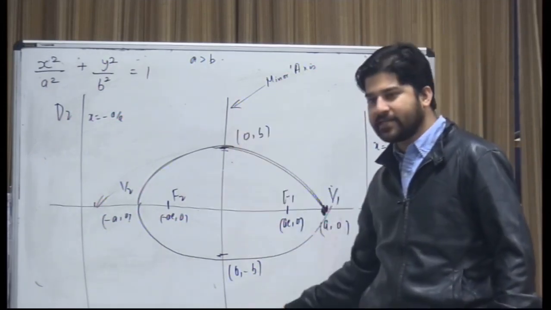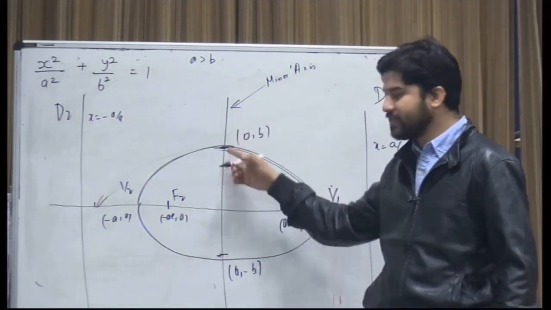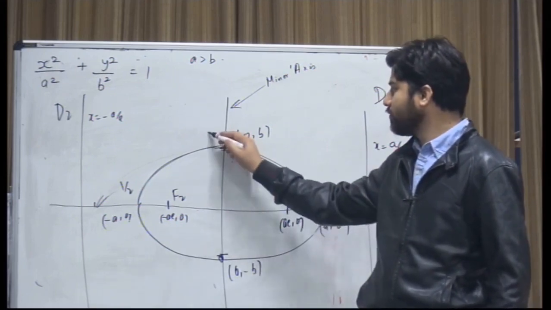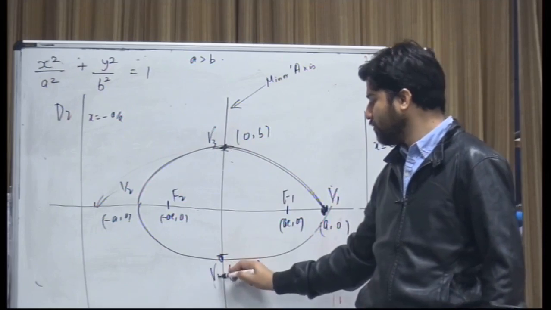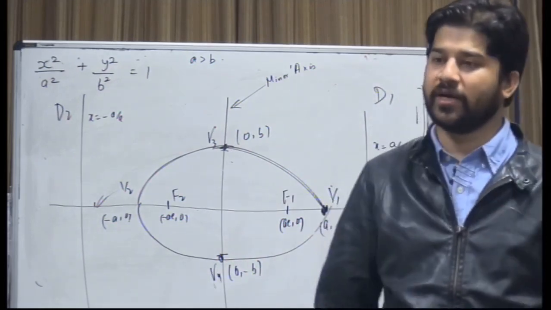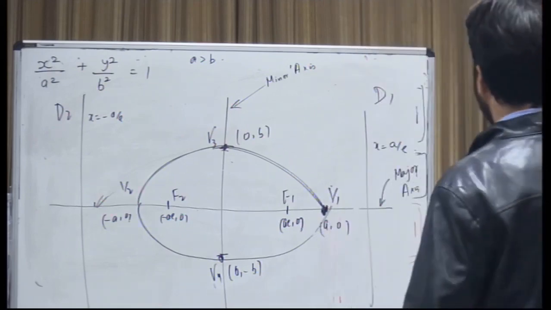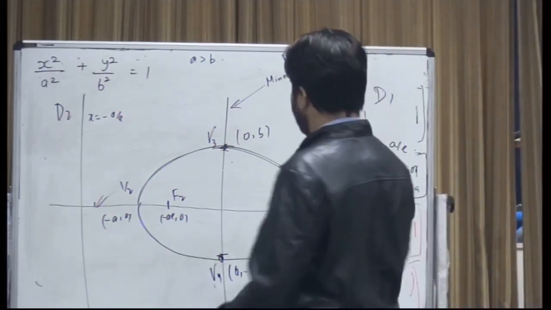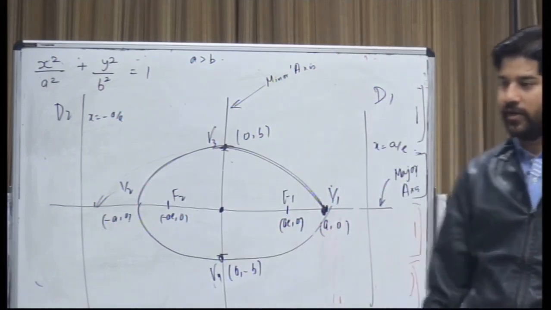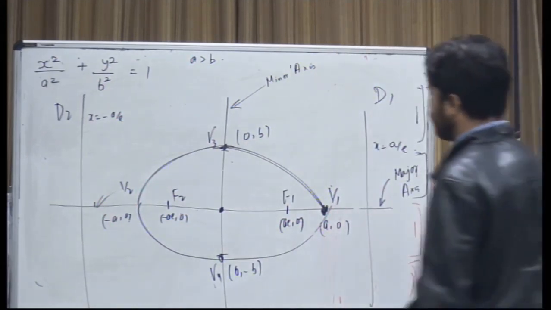Now this is also an axis. The minor axis intersects the curve at the points I am going to call minor vertices: (0, B) and (0, -B). And where these two axes meet or intersect, I call it the center.